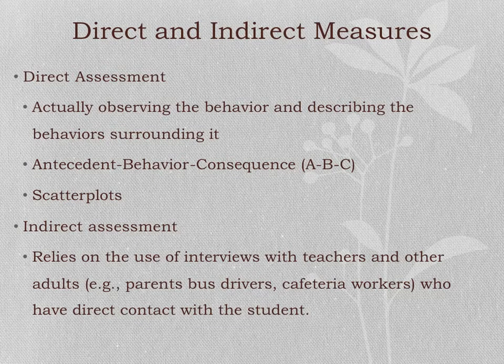So, in terms of measuring behavior, there are direct and indirect measures. Direct measures include actually observing the behavior and describing the behaviors around it. These could be in the form of collecting ABC, which is antecedent behavior consequence data. They could be in the form of scatter plots. And indirect assessments rely on the use of interviews with teachers and other adults, parents. They could be the bus drivers, cafeteria workers, who have direct contact with the student.